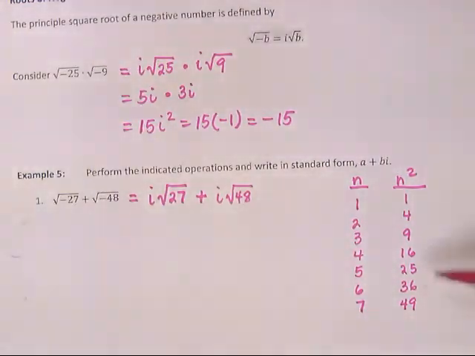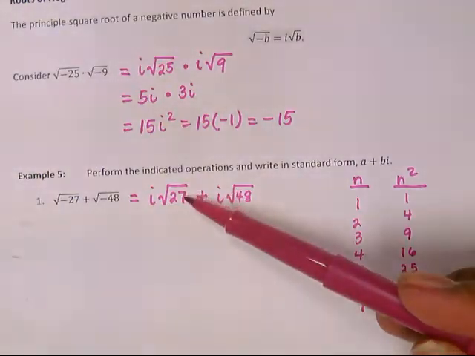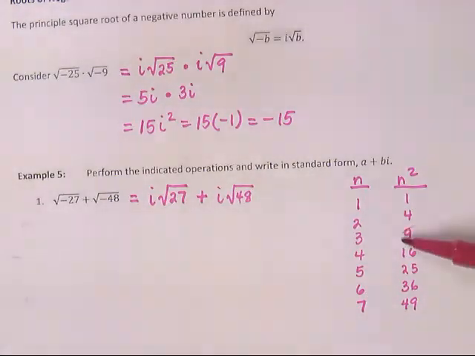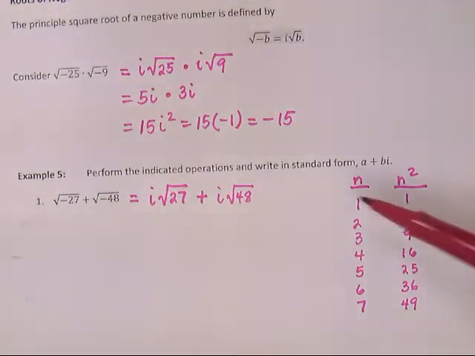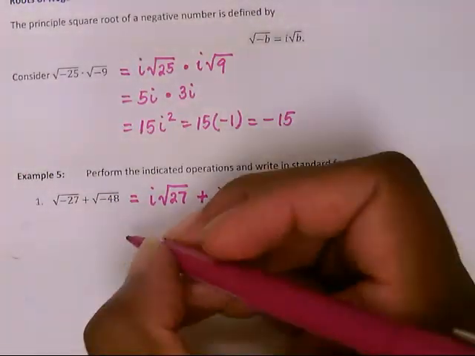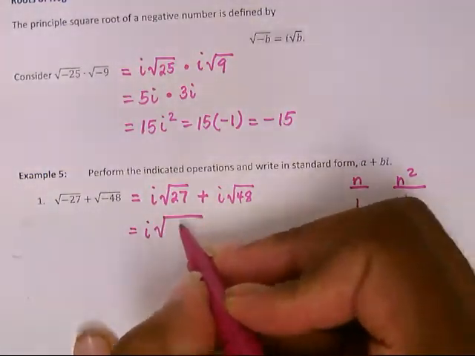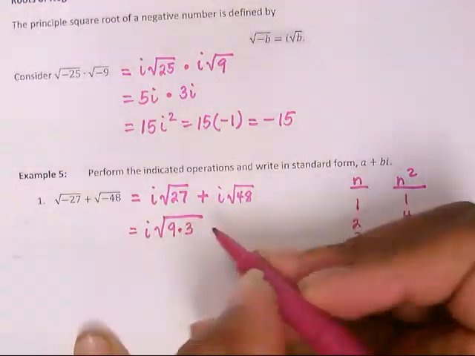Using this table here that I've given you, I want to find the largest perfect square that can go into 27. And in this case, it has to be 9. Okay? Because 9 can go into 27 evenly. It can go into 27 3 times. So I'm going to have i times the square root of 9 times 3.